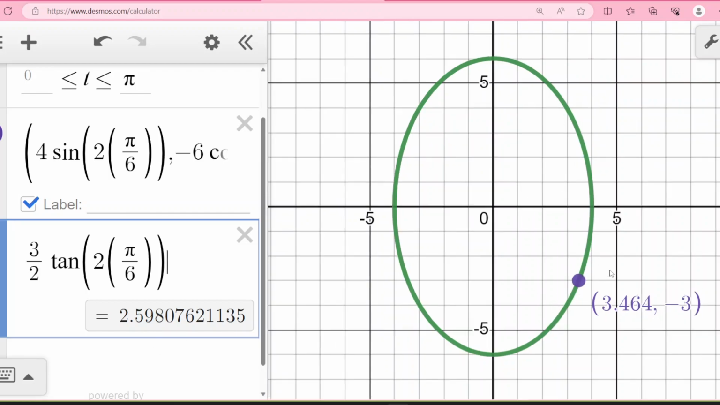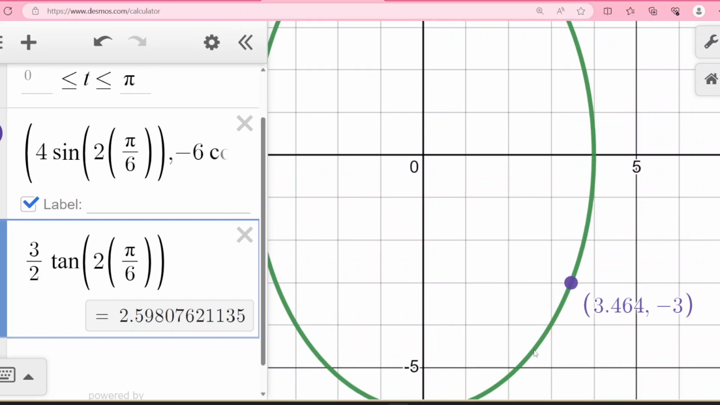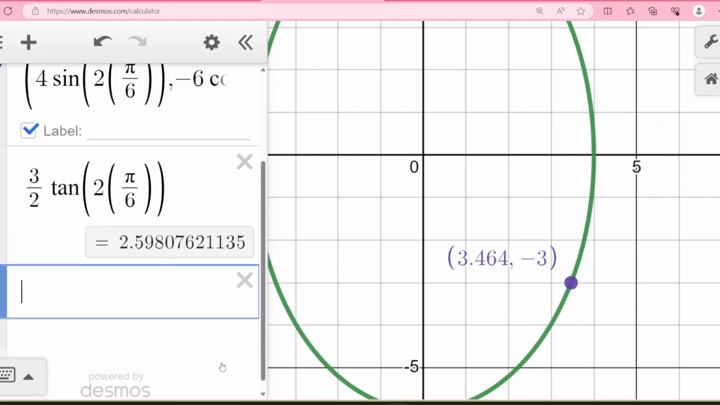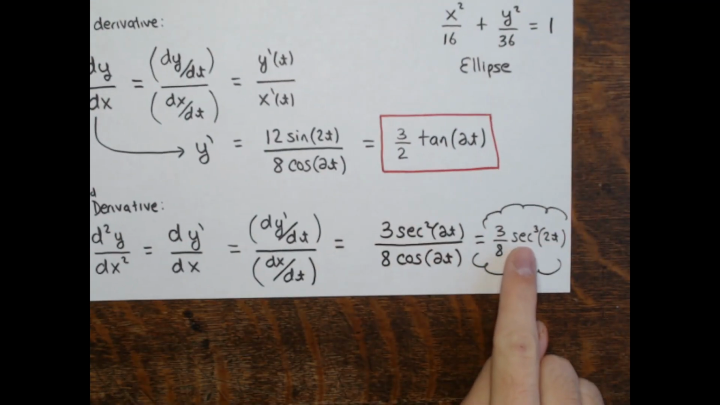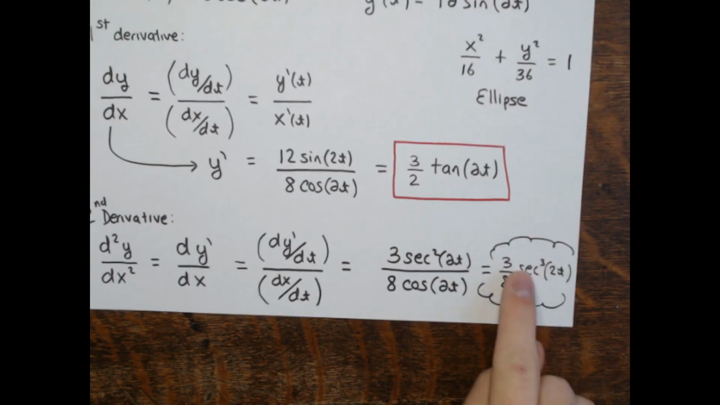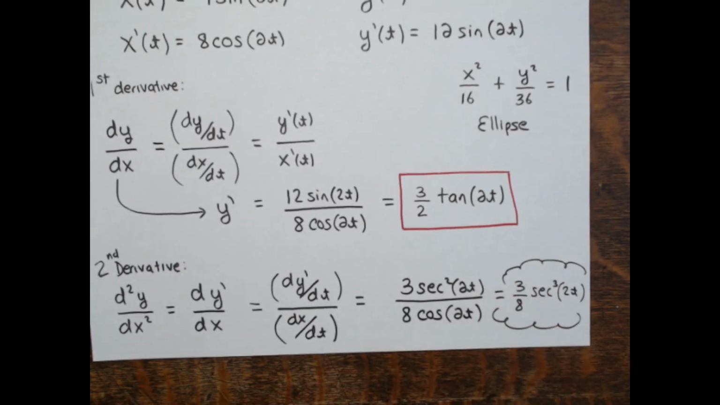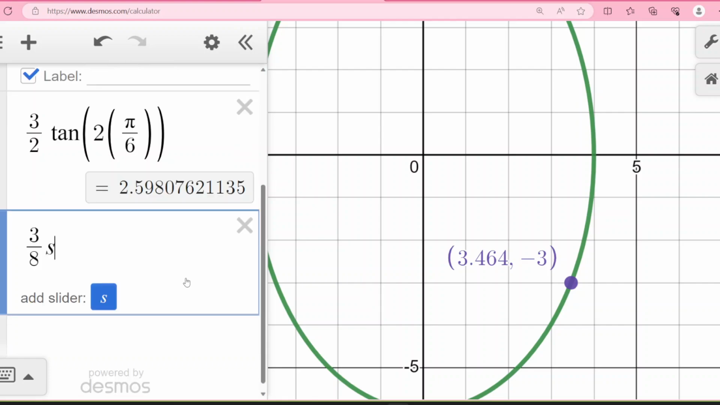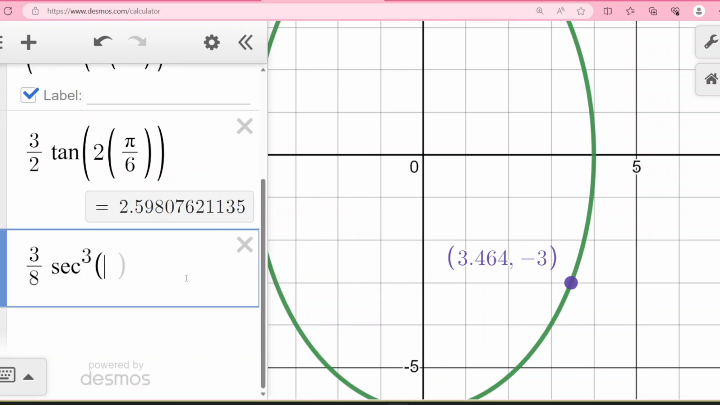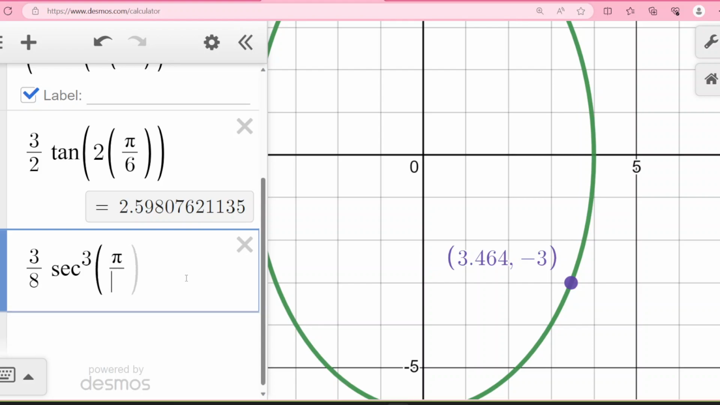Also, look at the curve at this purple point. The curve is definitely concave up here. It's curling upward. So this is when t equals pi over 6. If I plugged pi over 6 into our second derivative expression, the 3/8 secant cubed of 2t, it should be a positive value. We're concave up when t is pi over 6. So I'll do that here: 3/8 times secant cubed of 2 times pi over 6, I'm just going to put pi over 3.